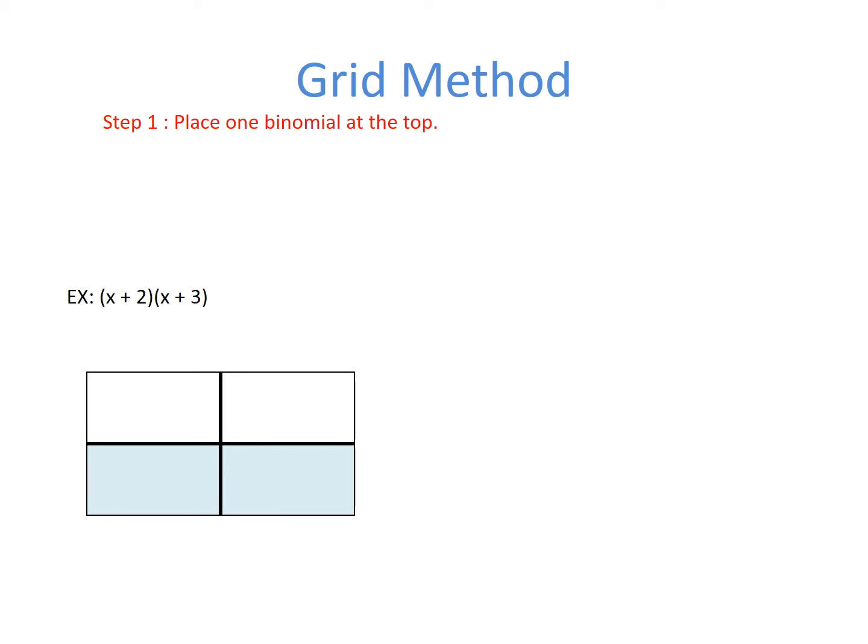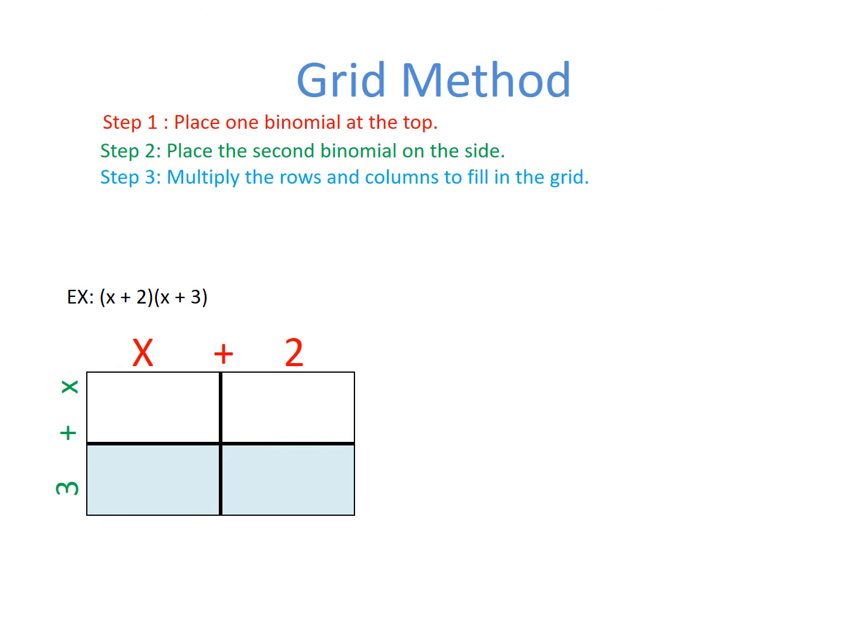All right, and the final method that we're going to learn today is the grid method. So our first step is going to be to place our first binomial on the top of our grid. Okay, so x plus 2 is going to go on top. Our second step is to place the second binomial, x plus 3, on the side.